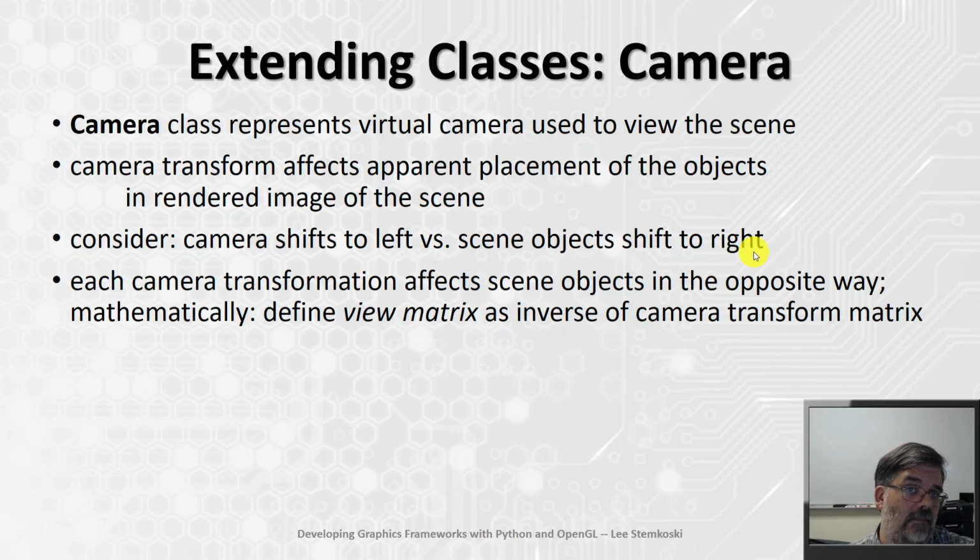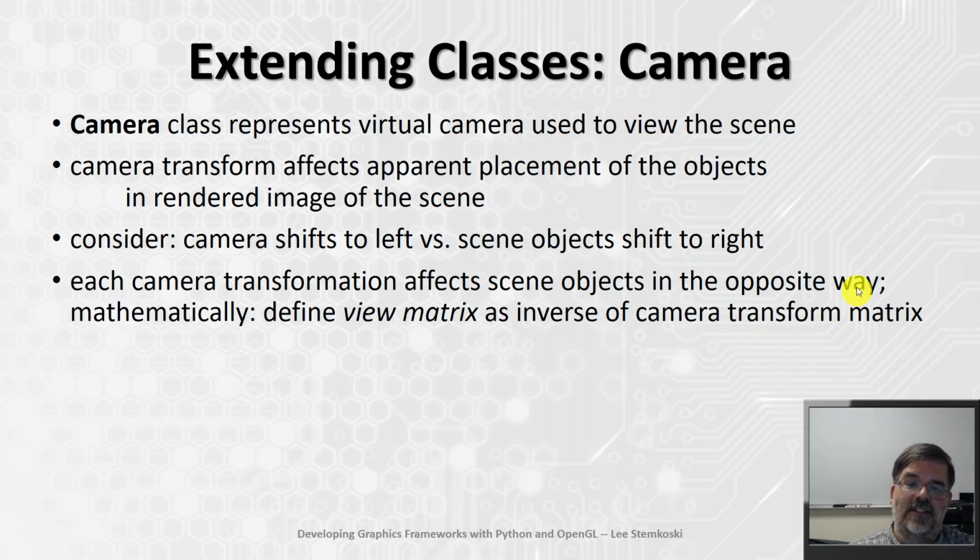Now, also imagine, what if you didn't shift the camera to the left and instead you shifted the objects in the scene to the right? Those two transformations are what we would call equivalent. They result in the same rendered image at the end of the rendering process, and there's no way to distinguish between them. If you were to shift the camera to the left by 2 units, or to shift objects in the scene to the right by 2 units, the results are going to be identical.